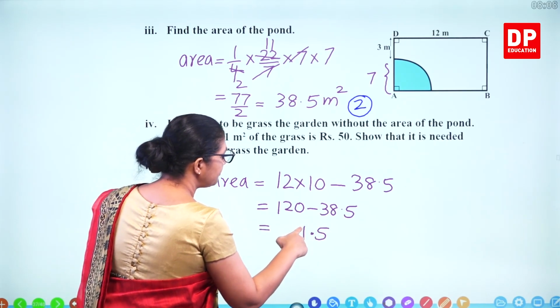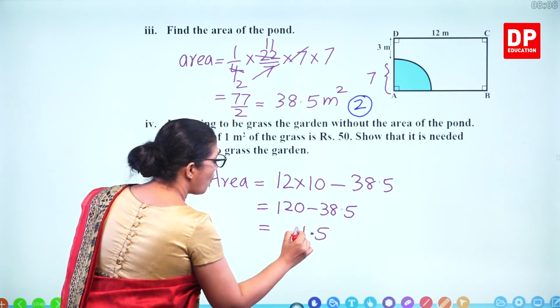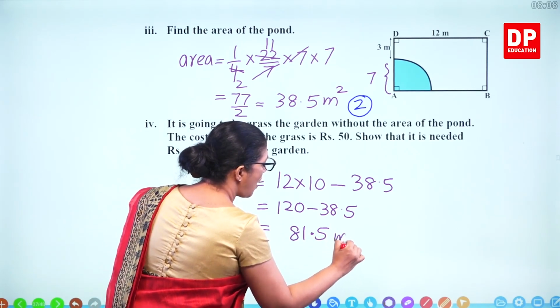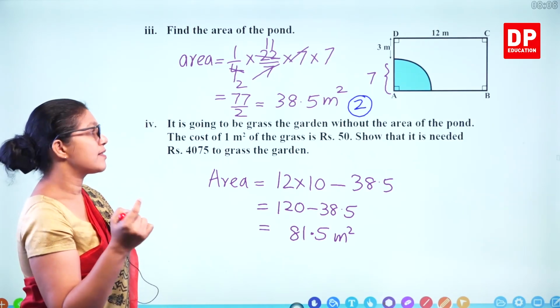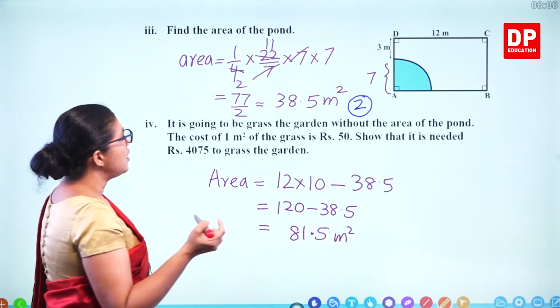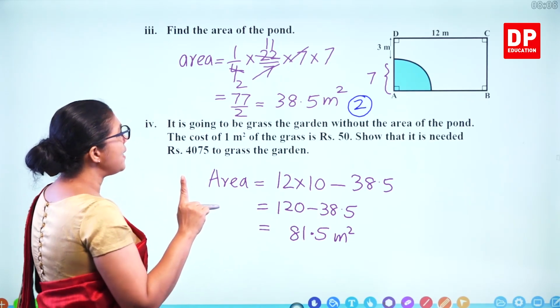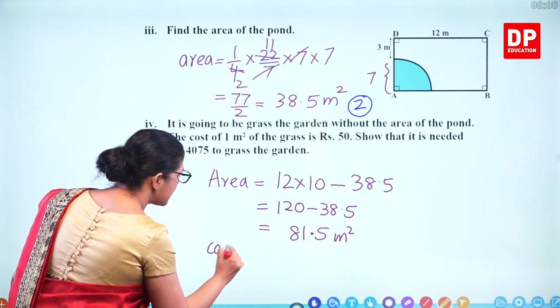One. And here 4. That means 81.5 square meters is the area of the unshaded part. So that's the part that we need to put grass. So 1 square meter is 50 rupees. So what about the cost for this area?